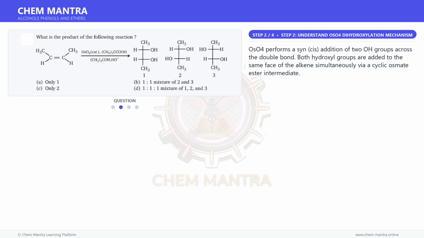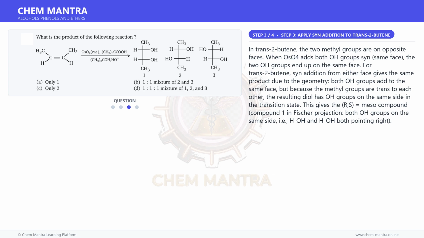Moving on to the next step. OsO4 performs a syn (cis) addition of two OH groups across the double bond. Both hydroxyl groups are added to the same face of the alkene simultaneously via a cyclic osmate ester intermediate. Moving on to the next step.